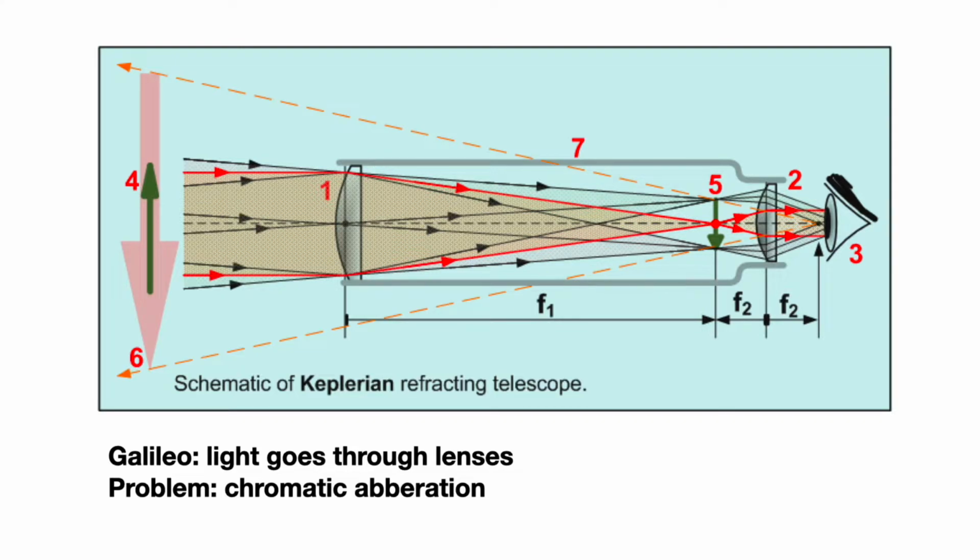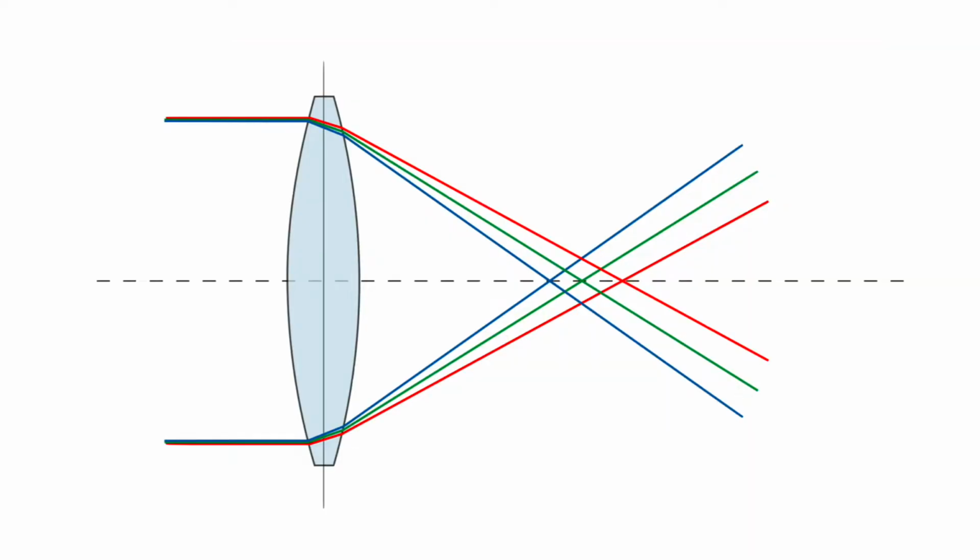Johannes Kepler further refined the design of the refracting telescope by using two convex lenses instead of one concave lens and one convex lens. All of these early telescopes relied on light going through lenses in order to focus the light. The bending of light by glass is called refraction, and therefore all of these telescopes are called refracting telescopes. Because of the way they focus the light, all of these refracting telescopes suffer from the same problem, which is chromatic aberration. What is chromatic aberration?